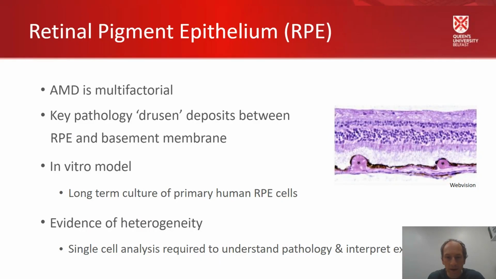My collaborator Imre Lengyel and others have shown that if you grow primary human RPE cells long-term in culture, they develop many of the phenotypes similar to that in vivo, and in fact you can model the formation of these drusen. But in these models and in vivo, there's evidence that there's heterogeneity in the RPE cells. So we wanted to use single-cell analysis to understand the pathology and this model in more detail.